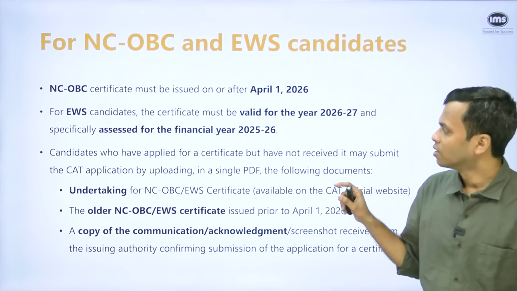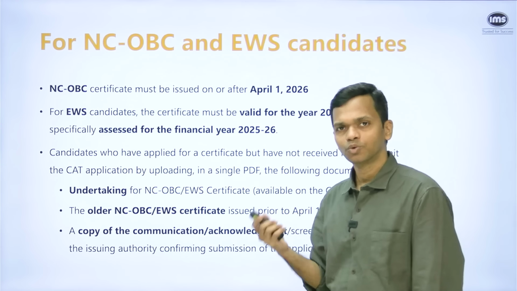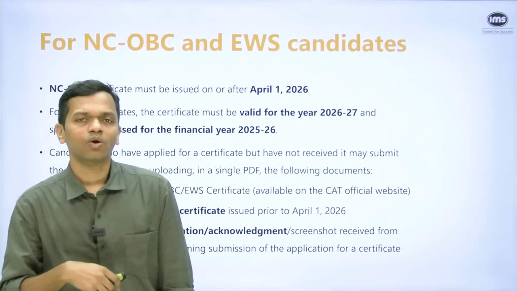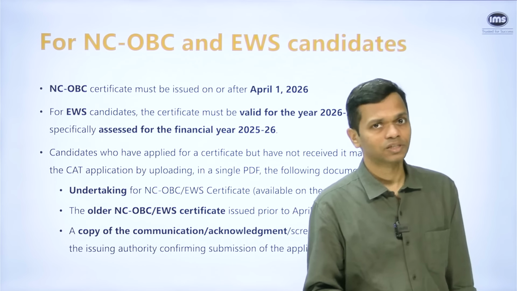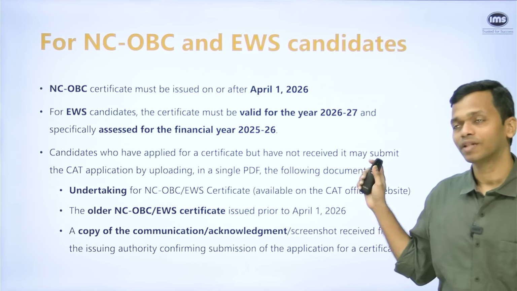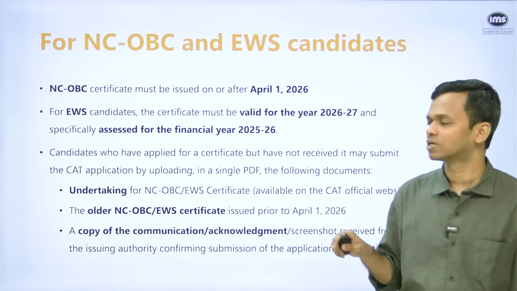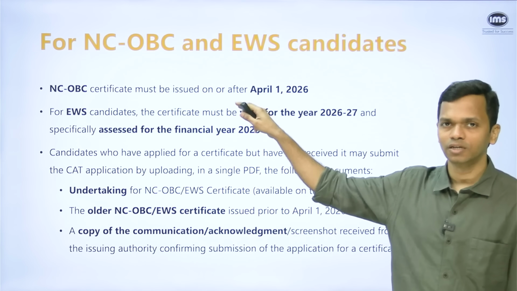Okay. Now, candidates who have applied for a certificate but have not received it. It may happen that, let's say you delay in this process and end up applying in August. Now, you may not get the certificate by the CAT registration deadline. In that case, there is an undertaking on the CAT website. But again, it's not the recommended course of action. First priority is, of course, getting a certificate.